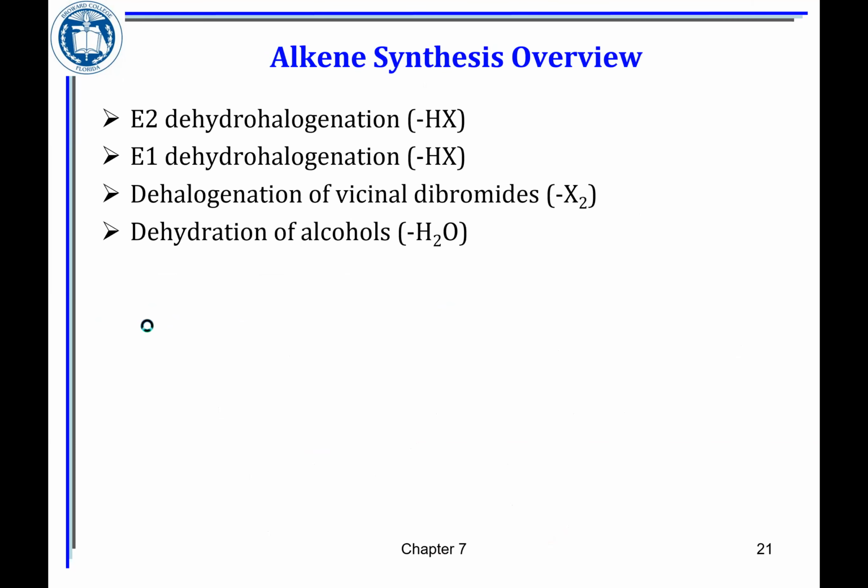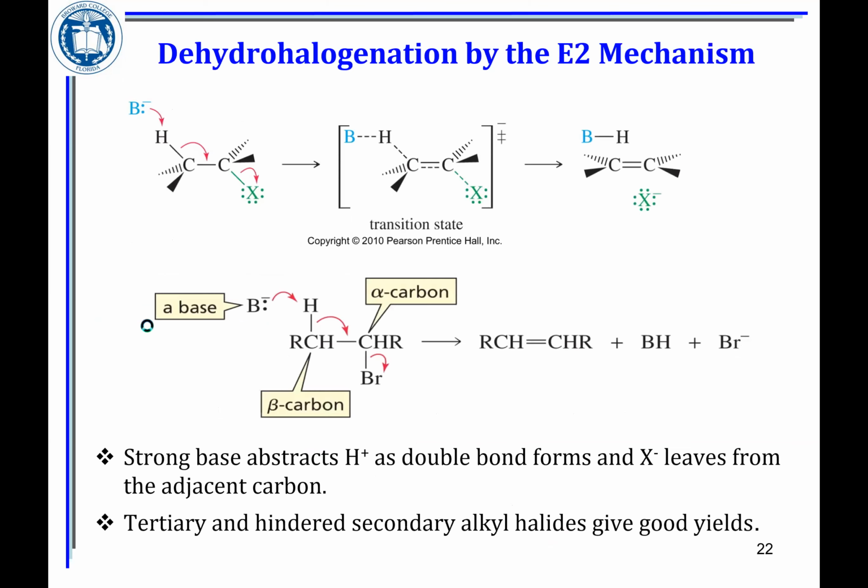And to prepare alkene, the E2 mechanism and the E1 mechanism both give alkene as a product. Dehalogenation or dehydration of alcohol. Those are the methods that can be used for preparation of alkene.